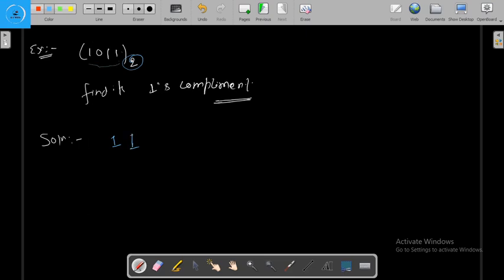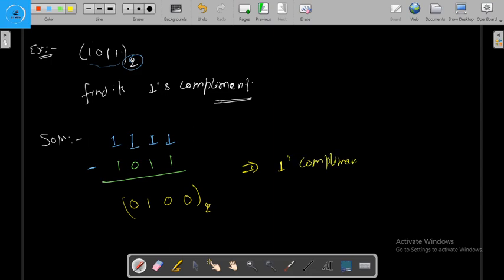So we will write 1 four times, and then subtract the given number 1011 from it. We get 1 minus 1 equals 0, 1 minus 0 equals 1, 1 minus 1 equals 0, 1 minus 1 equals 0. So the 1's complement of 1011, given in binary, is 0100.